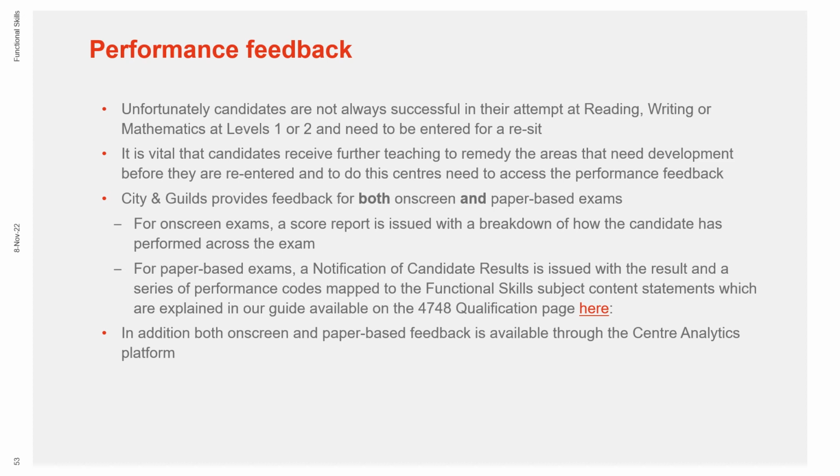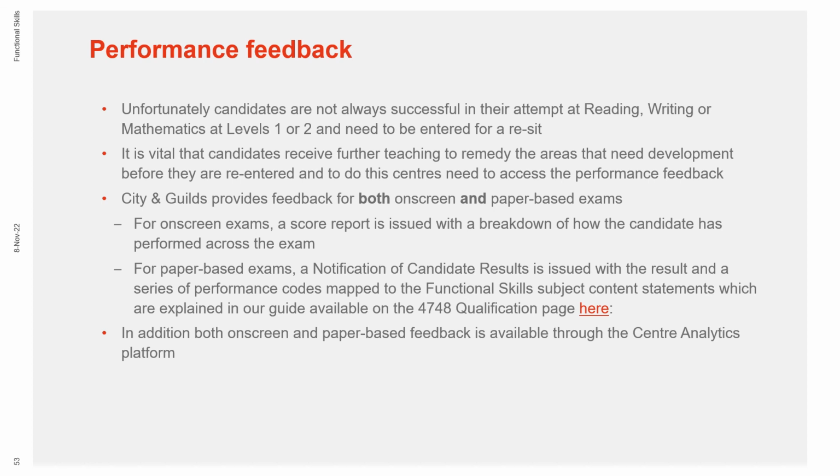City and Guilds provides feedback for both on-screen and paper-based exams. For on-screen exams, a score report is issued with a breakdown of how the candidate has performed across the exam. For paper-based exams, a notification of candidates' results is issued with the result and a series of performance codes mapped to the functional skills subject content statements, which are explained in our guide available on the 4748 qualification page. A link is on the slide.